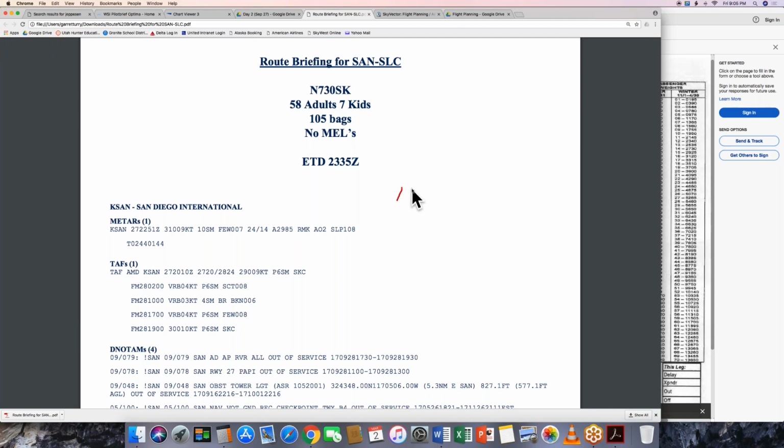15 degrees Celsius. Okay, what is the current temperature in San Diego? 24 degrees Celsius. So what is the deviation from ISA? You're getting warmer, so it's positive ISA, positive 9. We'll round it up to 10 because that's what our charts use.